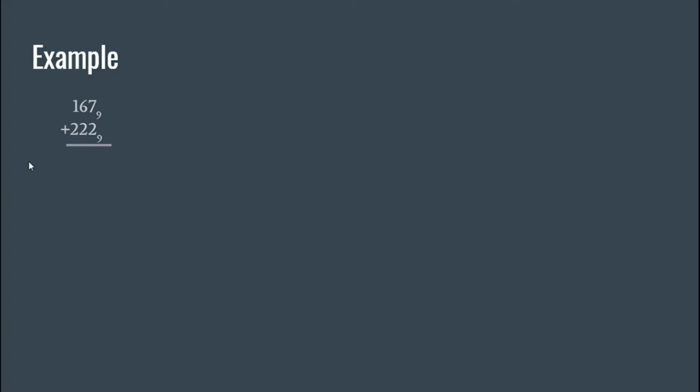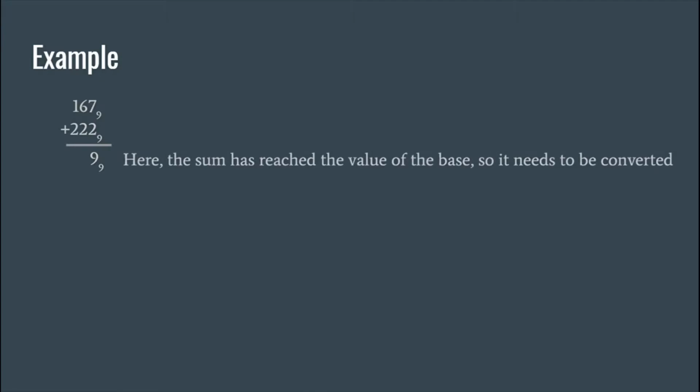Okay, so let's try another one here. Starting from the right side again, we're in base 9. So 7 plus 2 is 9. So we have reached our base, so we need to convert this. 9 in base 9 is 1, 0. So the 0 comes down. And in base 10, what do we do when we have something extra? We carry it, right? So we do the same thing here. We carry it to the next column, and then we add again. So 2 plus 6 plus 1, that's 9.